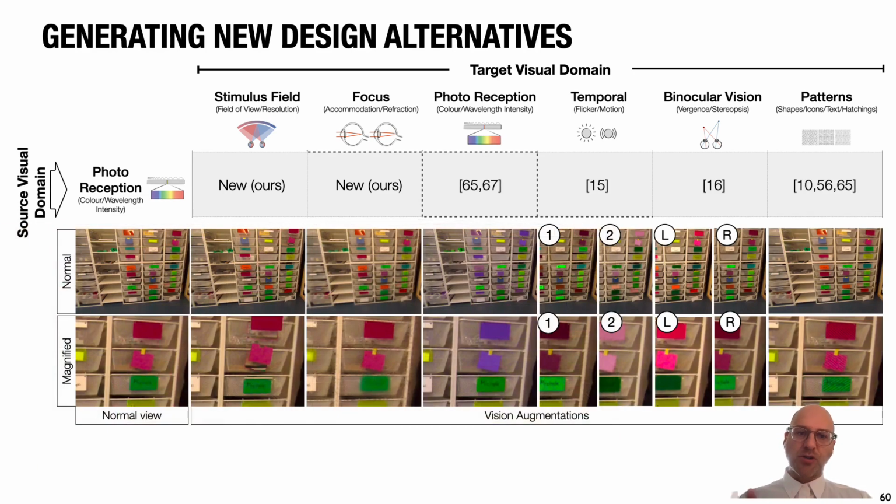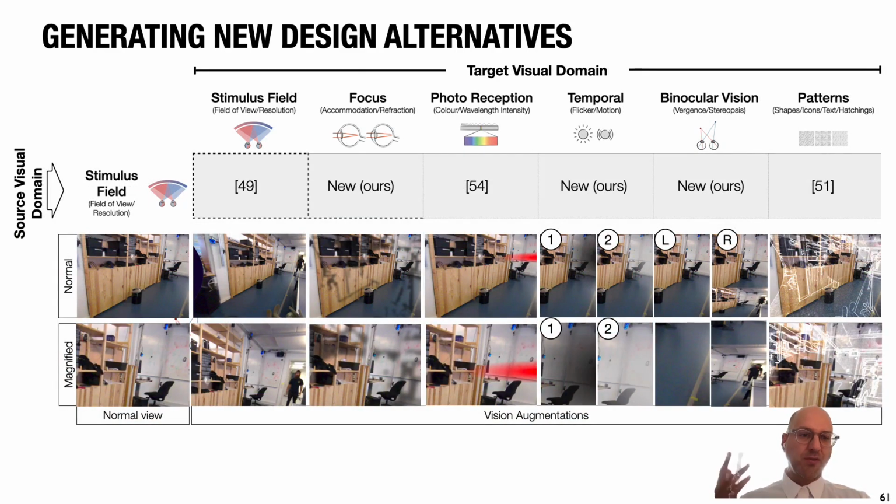In the paper, we outline not just the modulation or the different solutions with respect to photoreception, but, for example, also the stimulus field, and we picked both those examples because they are commonly addressed in the literature, so it was a bit harder to identify new solutions.